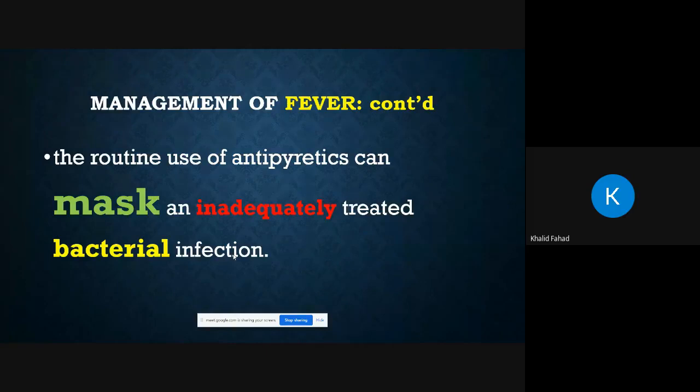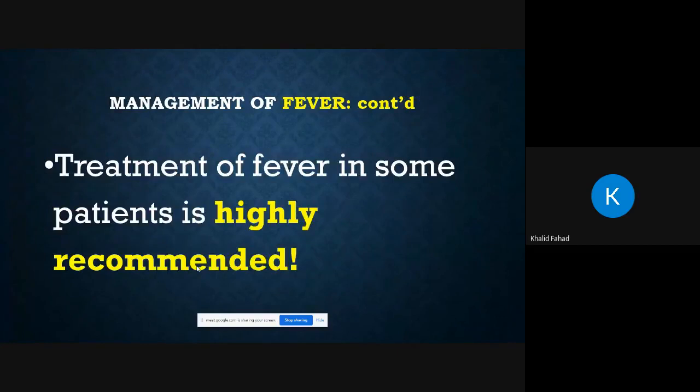So it will lead to inadequate bacterial treatment for whatever the cause. On the other hand, treatment of fever in some patients is highly recommended. Can you list me some causes when the treatment of fever is obligatory or is very indicated?